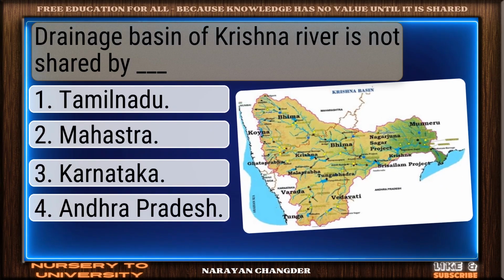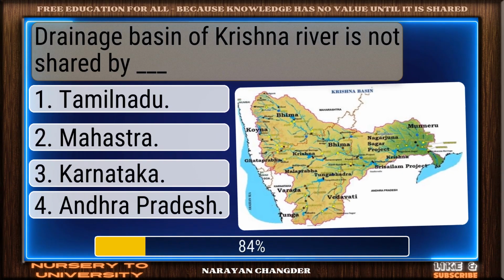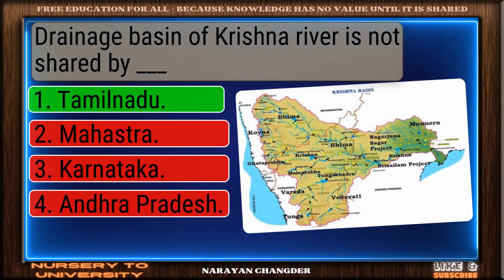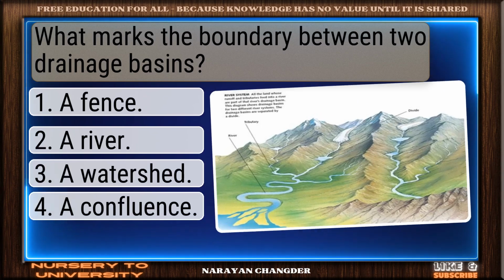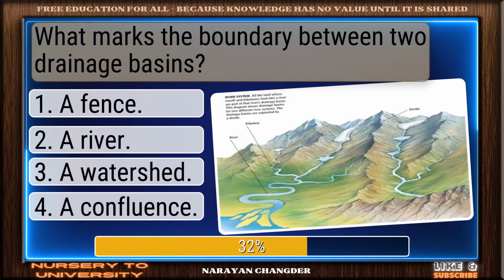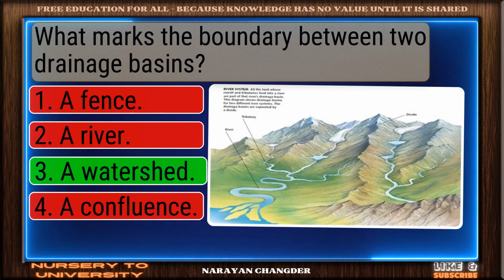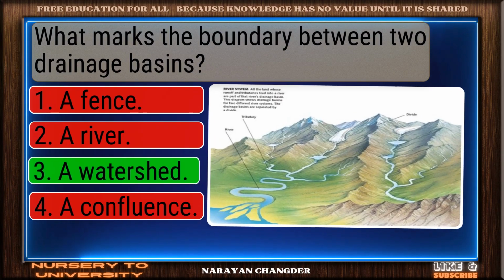Drainage basin of Krishna River is not shared by dash. Nicely done. Tamil Nadu is a solid answer. What marks the boundary between two drainage basins? On track. A watershed is the correct answer.